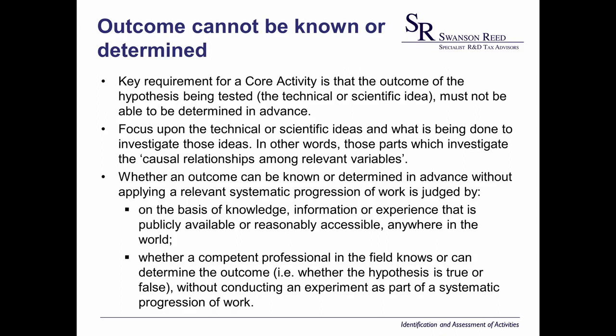Whether an outcome can be known or determined in advance without applying a systematic progression of work is judged: A. on the basis of current global knowledge, information and/or experience that is publicly available and reasonably accessible, and B. whether a competent professional working in the field could be reasonably expected to know or to readily deduce the outcome, i.e., whether the hypothesis is true or false, without conducting an experiment as part of a systematic progression of work.